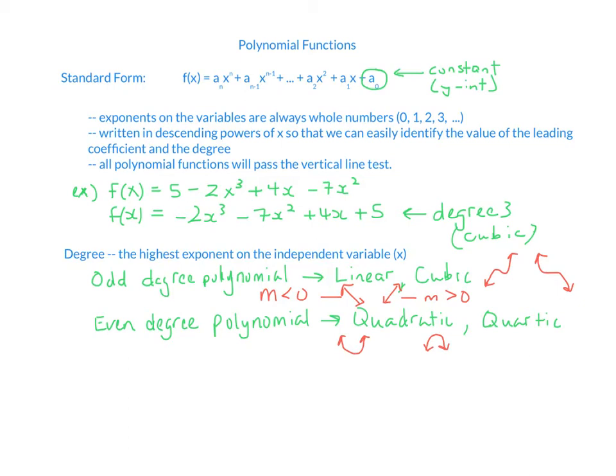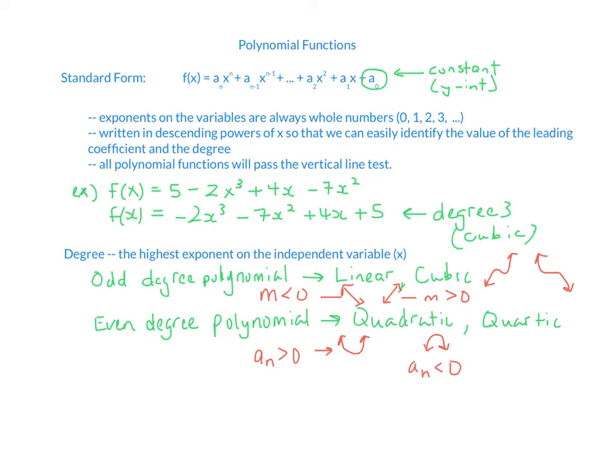So with even degree polynomials, your end behaviors will be the same. They're either both going to positive infinity or both going to negative infinity. So again, if your leading coefficient, a_n, is greater than 0, you're going to have the end behaviors both going to positive infinity. If your a_n, your leading coefficient, is a negative value, you're going to have your parabola or even degree polynomial having its end behaviors go to negative infinity.